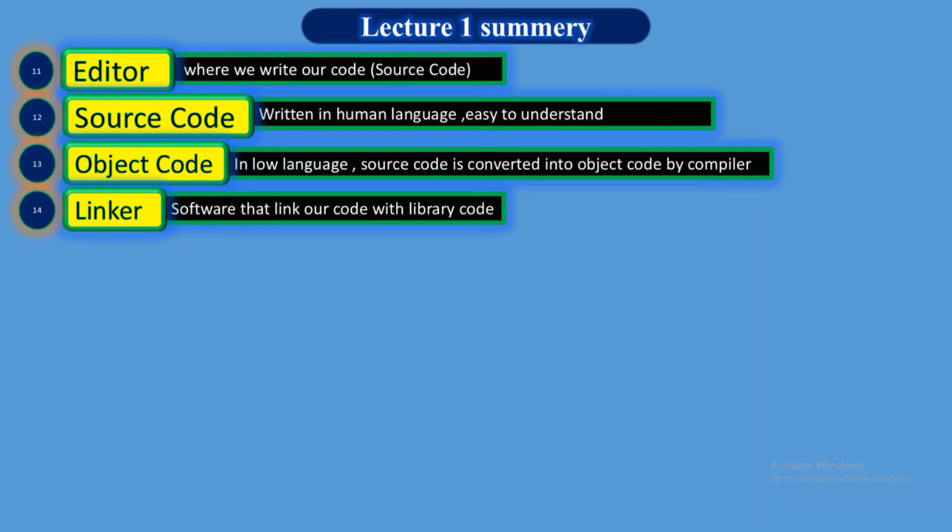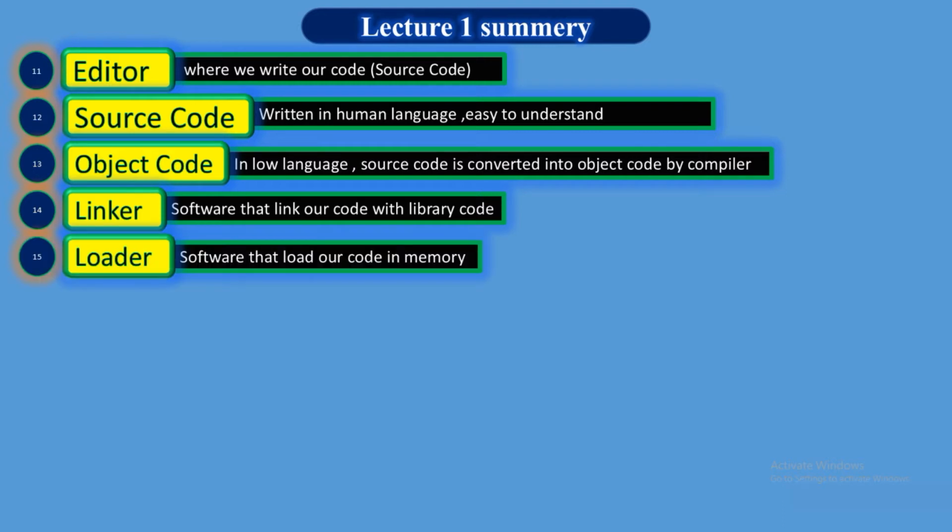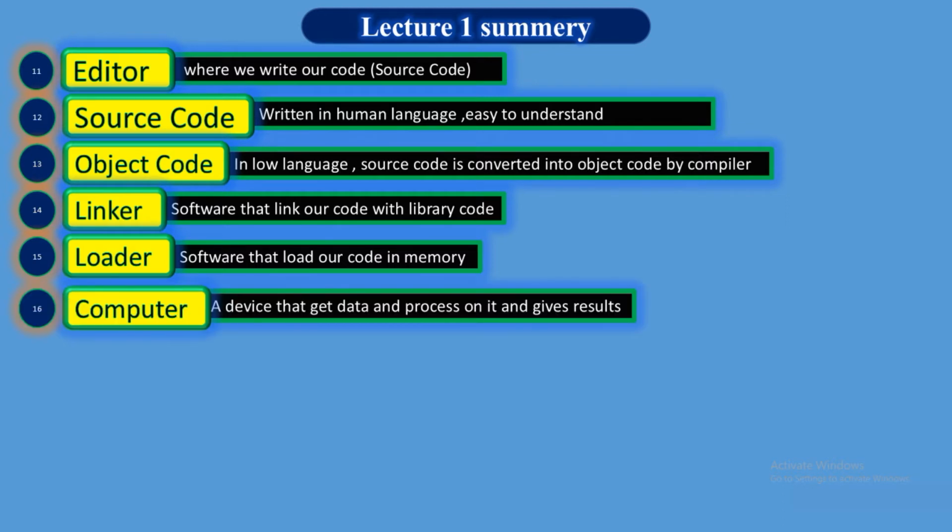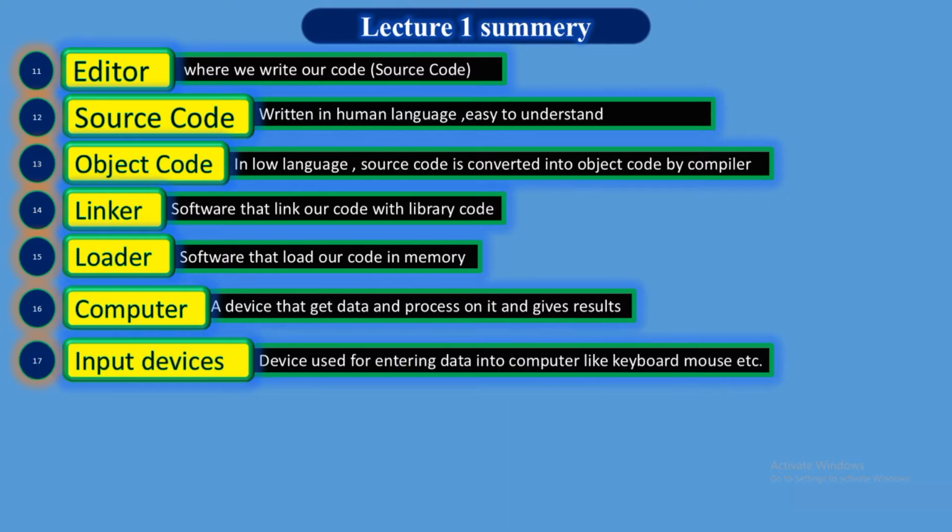Next we need a linker. Linker is software that joins our code with library code. Loader is also software that is used for loading our program into memory. Some basics of computer: a computer is a device that gets data, processes it, and gives us a useful result at output devices.